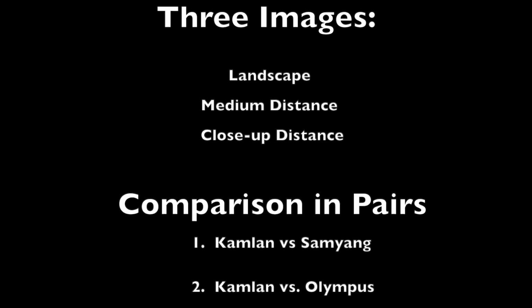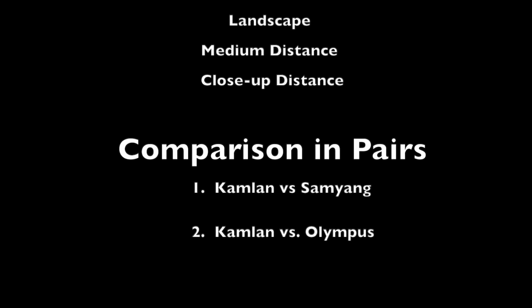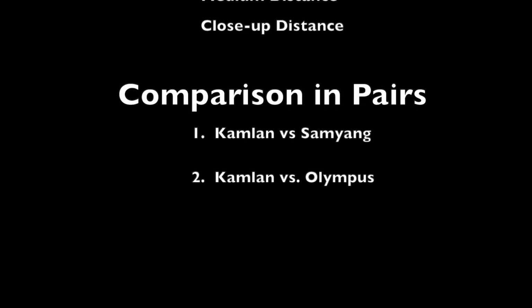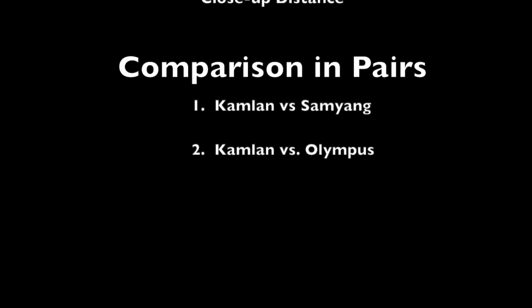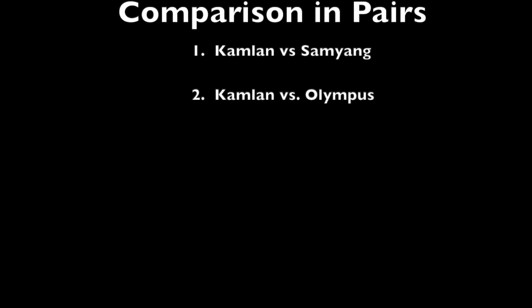The images are compared side by side in pairs. First, the KamLan and the Samyang lenses are compared, since they have one aperture stop more than the Olympus lens. Then the KamLan lens is compared to the Olympus lens, since those two lenses have almost the same focal length. After each of the 3 image types are compared, I summarize my opinion about the performance of the lenses.